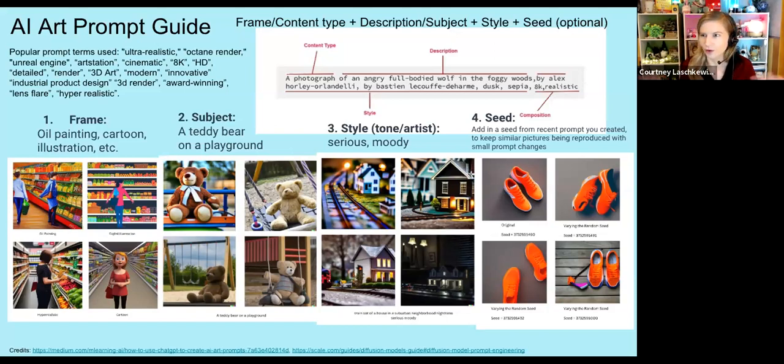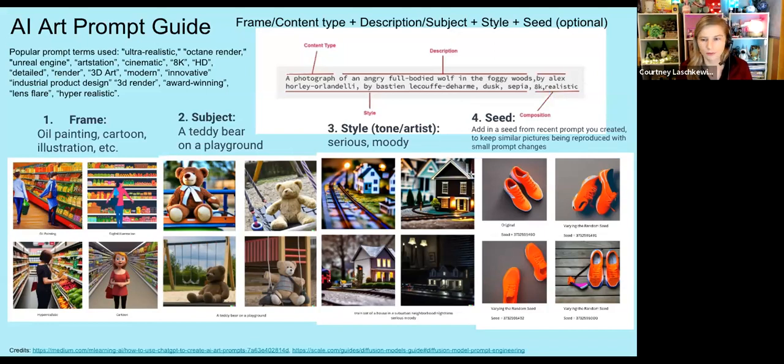Second is the subject. What do you actually want an image of? Are we talking about your product? What type of photo do you want to generate? What is the actual context, the substance? So you can see examples here of a teddy bear on a playground. A teddy bear on a playground would be the subject. A style also goes into tone and the artist. So you could say in the style of Van Gogh. You can say serious, moody, so you can mention someone like Van Gogh, or you can mention a particular tone. And then the seed.